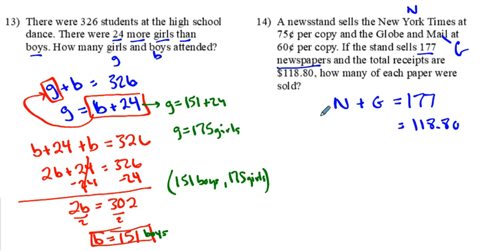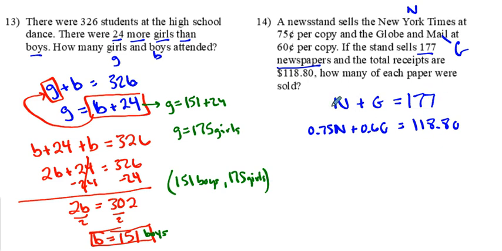All right, so how do I write this side? I know that my profit, or how much I made, was $118.80. How did I get that money? Well, every copy of the New York Times made me 75 cents. So I'm going to write 0.75 times however many I sold, which will get me the profit there. And then 60 cents, so that's just 0.6 times the number of Globes, equals $118.80.